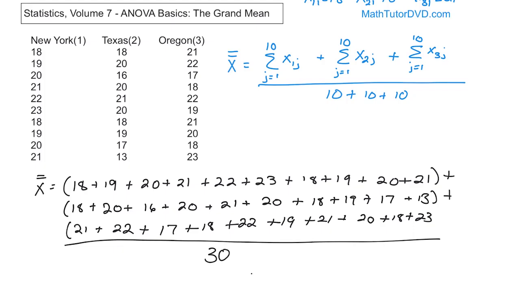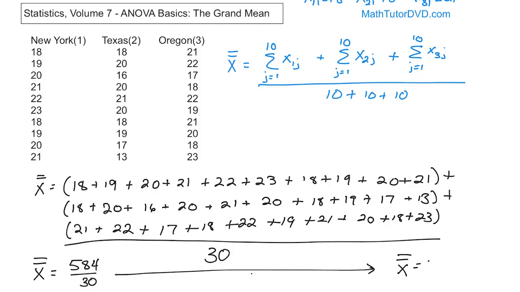Now, I agree, I wrote a lot of stuff out there. I probably didn't have to write all that, but there's a reason why I'm writing it all out. So what you're going to end up getting there, I think I do have enough room on this page, is x double bar is going to be 584. That's what you get on the top, divided by 30. So let's go ahead and write it over here with a little bit more room. X double bar, the grand mean in this case, is 19.466667. How many decimals you choose to carry is up to you. I'm carrying a lot because I want to make sure that I don't have any rounding errors as I go through here. So this is the grand mean.